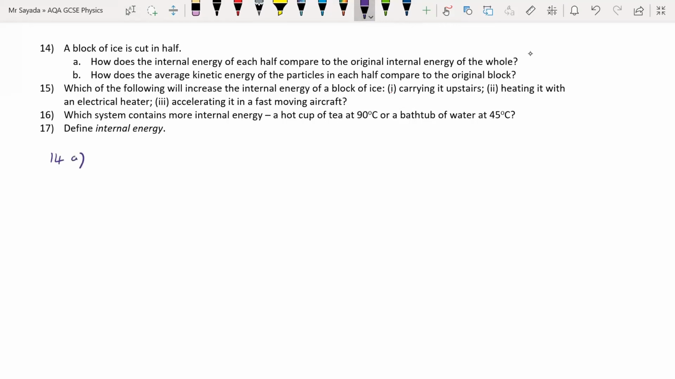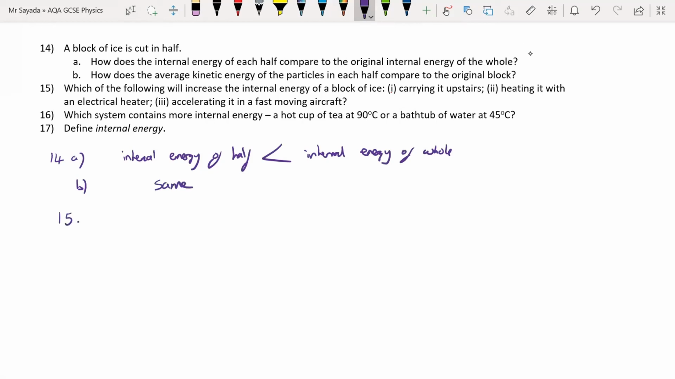So how does the internal energy of each half compare to the original internal energy of the whole? So the internal energy of each half is going to be less than the internal energy of the whole, it's fewer particles. The average kinetic energy, well, it's still the same ice, so the average kinetic energy will be the same for both because they're both at the same temperature.